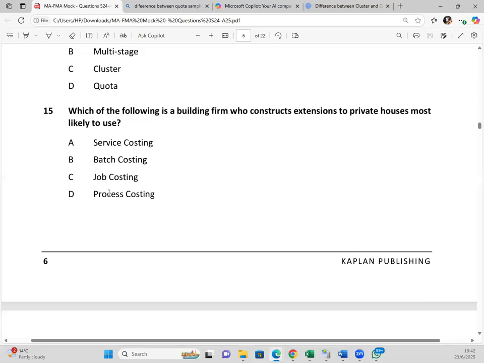Then process costing is for where maybe you're processing liquids or things that have to go from one process to another. So job costing is the most ideal, because in job costing, you're dealing with a specific job at a time.